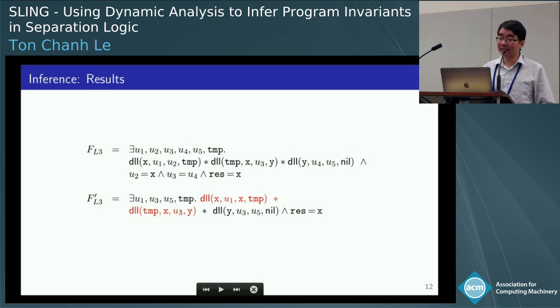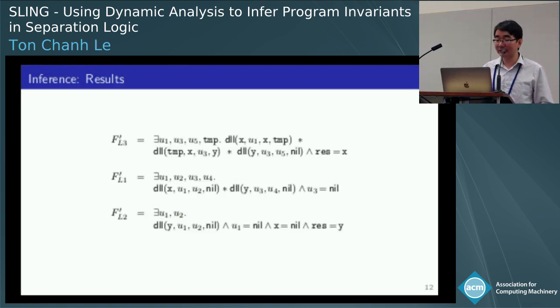It's interesting and expected, because the first two predicates show a list segment from x to y, and from the parameters of the last two predicates, it shows the concatenation between x and y. For the other locations, we also have some results, like the precondition at location L1 and the other postcondition at location L2.